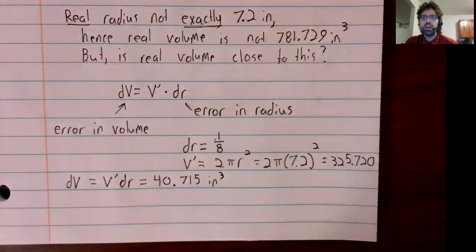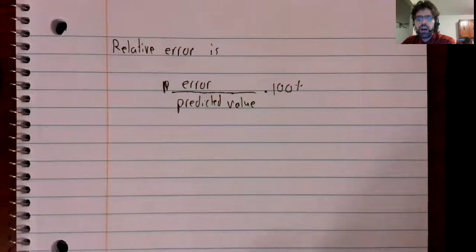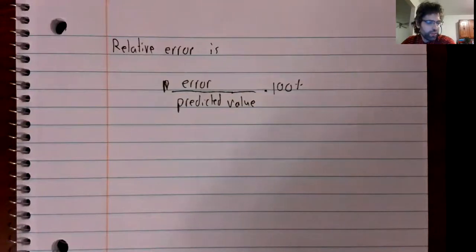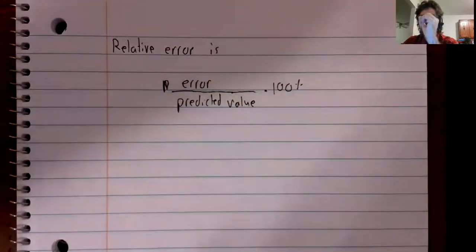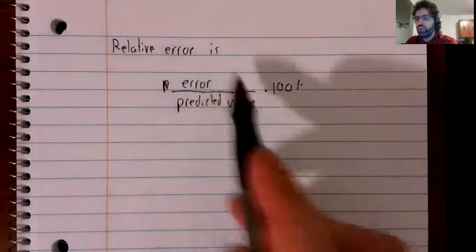Is this a lot? Whether an error of 40.715 is large or not depends on the numbers at play. If you're looking at a planet-sized sphere, an error of 40.715 would be nothing. If you're looking at some tiny ball, such an error might be huge.